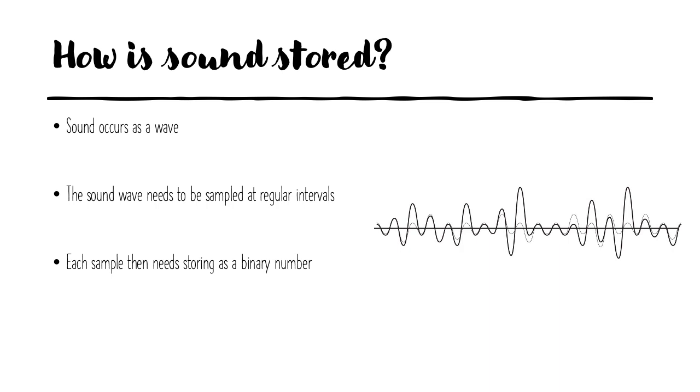The basics of how computers store sound is very simple, and it goes back to the idea that anything the computer stores has to ultimately be represented as a number and then converted into binary. Sound occurs as a wave, as we can see in this diagram, and the sound needs to be sampled at regular intervals, and each sample then needs to be converted into a binary number. We will see how this happens on the next slide.